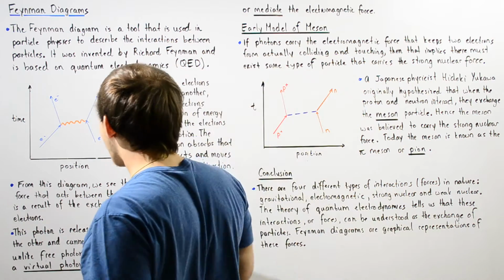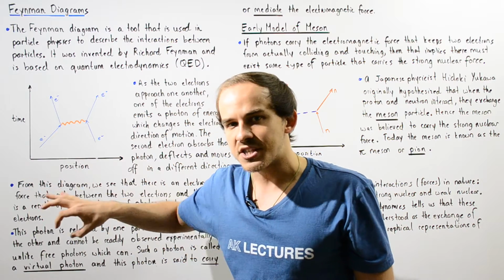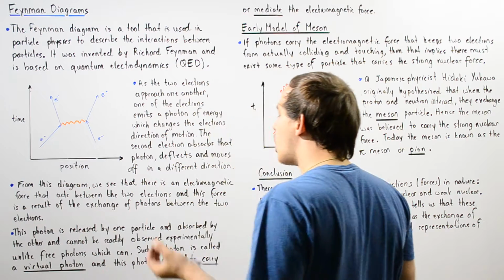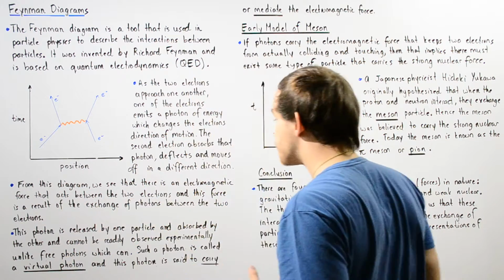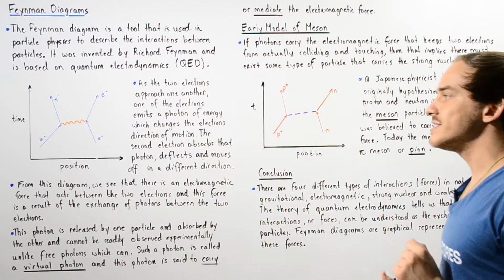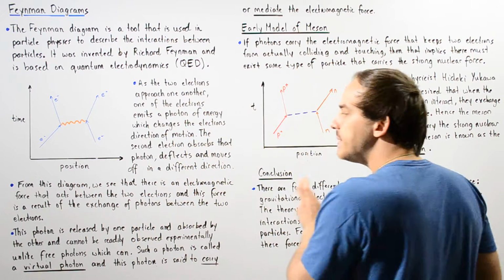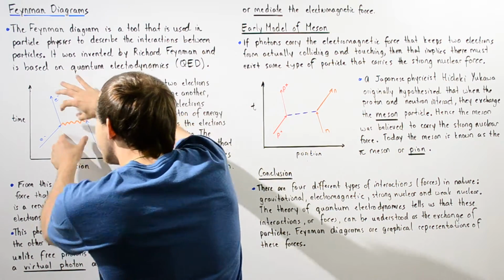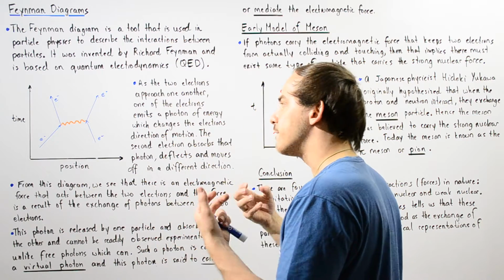Now from this diagram we see that there is an electromagnetic force that acts as a result of these two electrons being in close proximity, and at least from the quantum mechanical perspective we see that this electromagnetic force is actually a result of the exchange of photons between our two electrons. So this photon can be thought to carry this electromagnetic force.